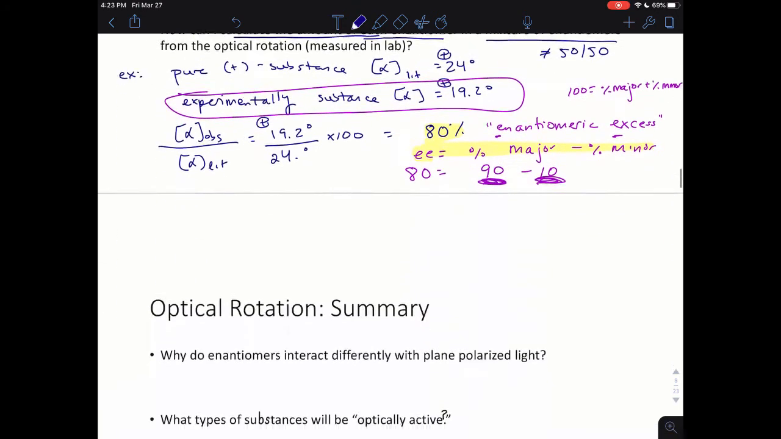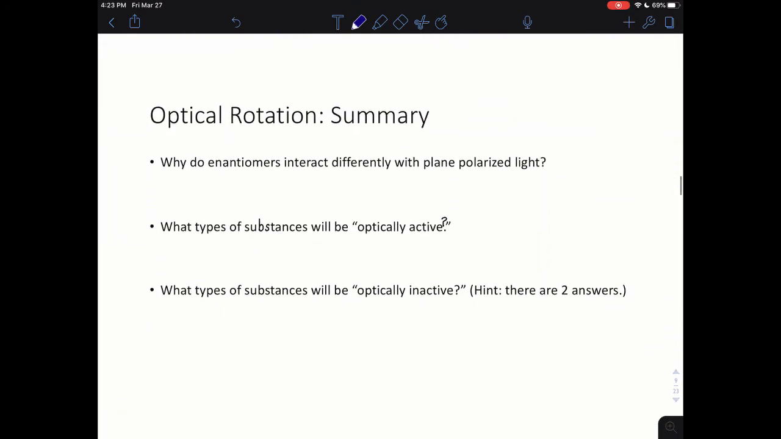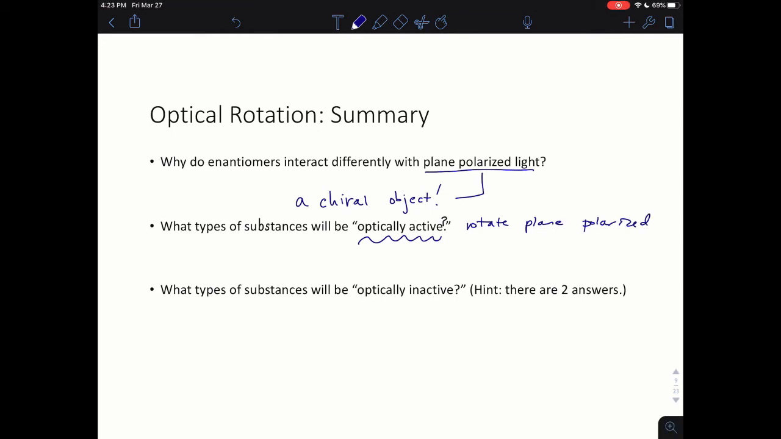So let's make sure we get the point here. Why do enantiomers interact differently with plane polarized light? You've got it, because plane polarized light is basically a chiral object. Okay. What types of substances will be optically active, meaning that they will rotate plane polarized light with some net effect that you can observe?